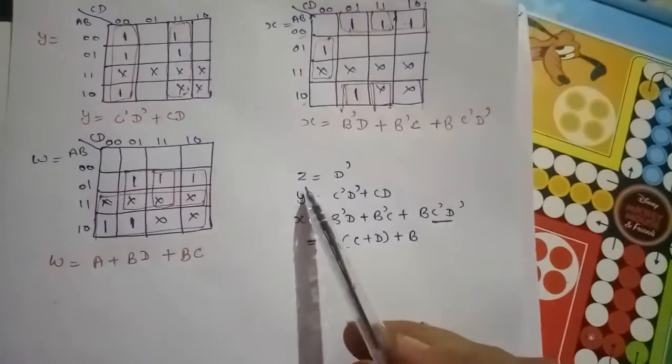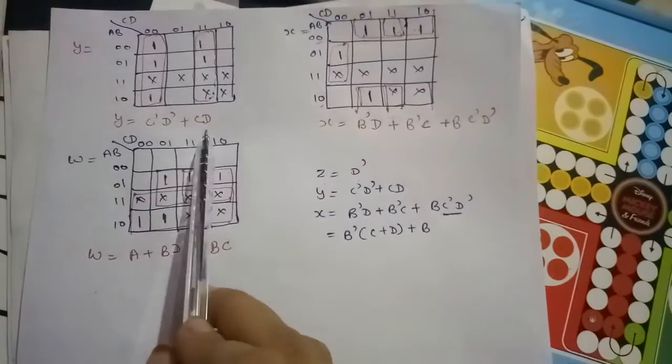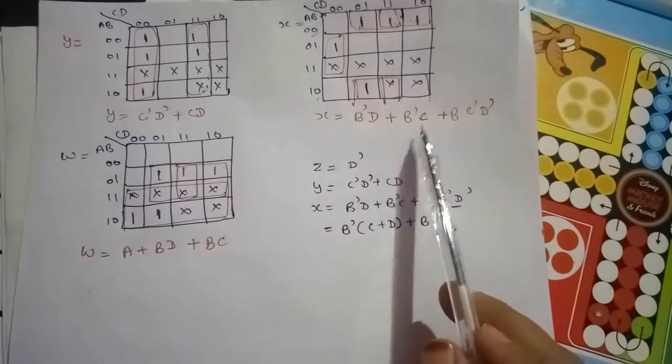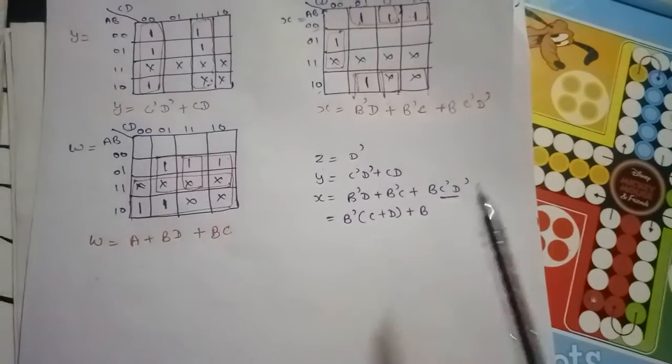So the function for Z is D bar, and the function for Y was C bar D bar plus CD, and the function for X was B bar D, B bar C, B, C bar D bar. So we have written it here.